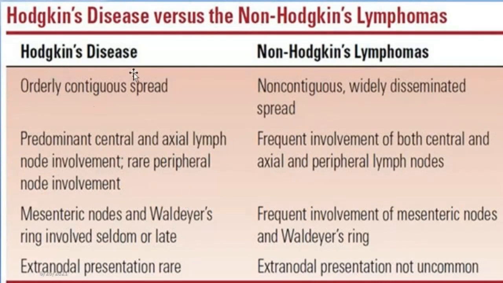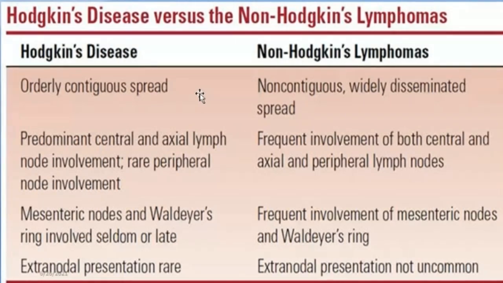Number one, Hodgkin disease or Hodgkin lymphoma is usually distributed in a contiguous fashion, while non-Hodgkin lymphoma is distributed in a non-contiguous, widely disseminated spread. Let me explain what that means. In Hodgkin lymphoma, whenever the process starts, for example, in the cervical groups, it will never reach the abdomen without dissemination through the mediastinal and hilar lymph nodes. Unlike non-Hodgkin lymphoma, which may skip right away from the cervical involvement down to the mesenteric lymph nodes without involvement of the chest. That is why they say Hodgkin disease follows the anatomy of the lymphoid tissue.